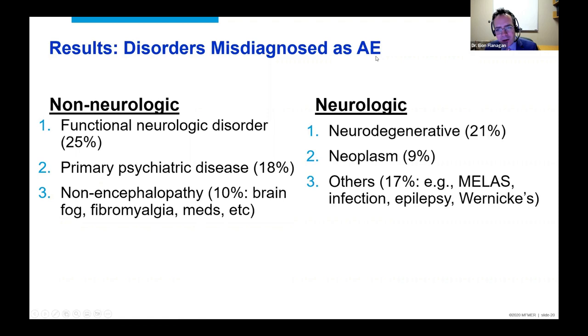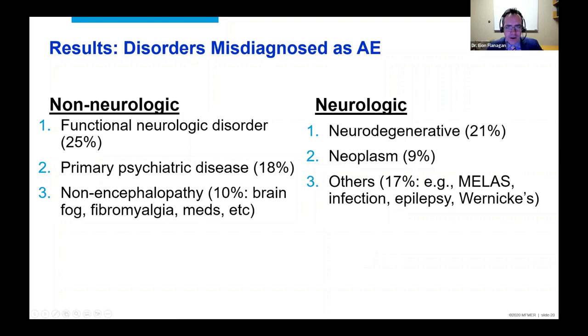Another category of disorders that were misdiagnosed was under the neurologic category more, which included neurodegenerative conditions. So that's things like Alzheimer's disease, Lewy body disease, CJD. And some other patients had brain tumors, so they might have a brain tumor in the temporal lobe that looked a bit like inflammation. And then there was a variety of other conditions, mitochondrial type disorders. Some patients just had epilepsy, or other patients had nutritional deficiencies or infections. So a broad range of different conditions were misdiagnosed as autoimmune encephalitis.